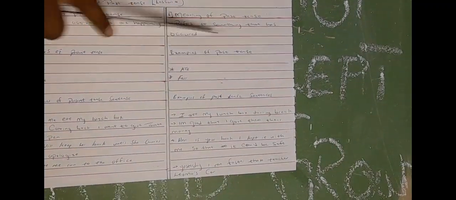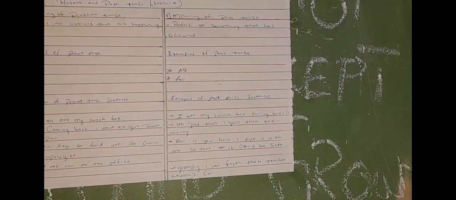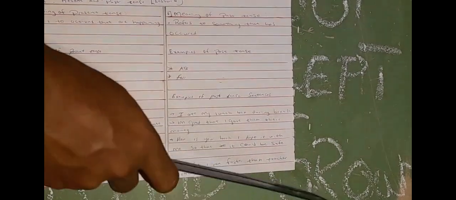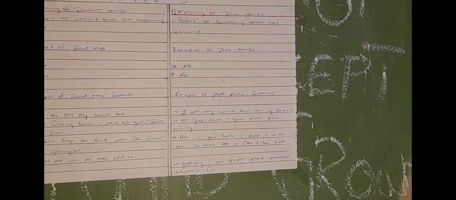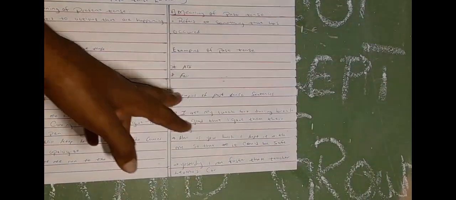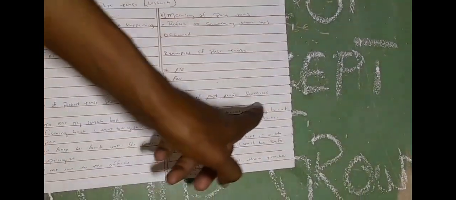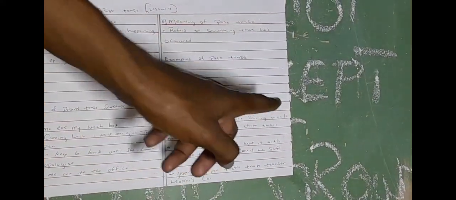The meaning of past tense is something that has already happened. Something that has already happened. Examples of past tense: ate, fell. It can be forgot, lost, got, kept, grown, and whatever word you can think of. That's in the past tense. Examples of past tense: I ate my lunchbox during break. Here's the sentence that I made out of this word. I ate my lunchbox during break.